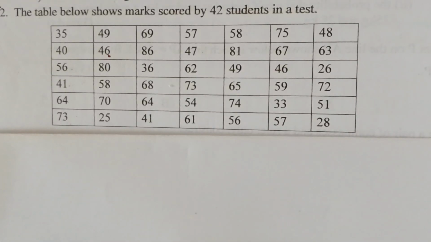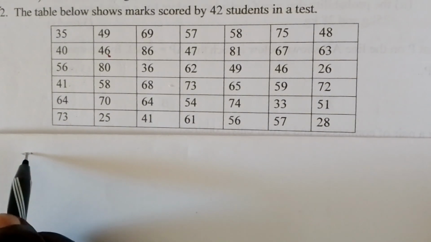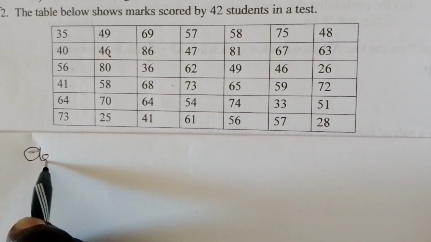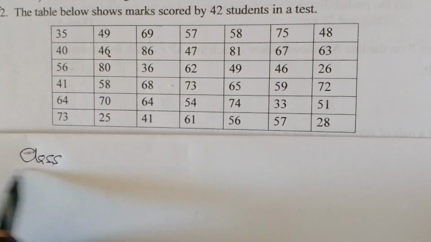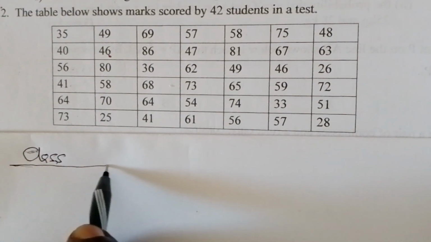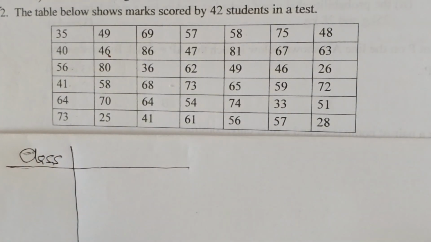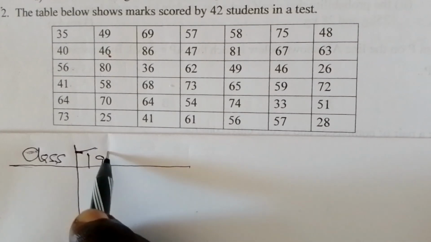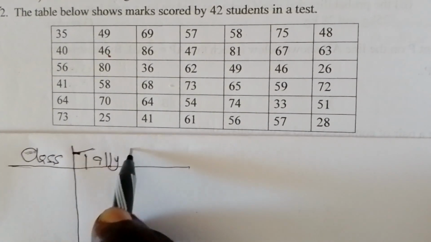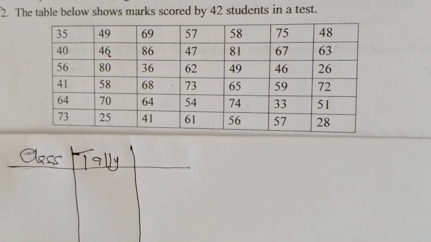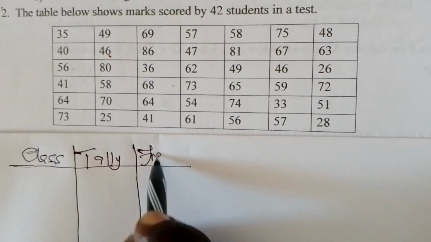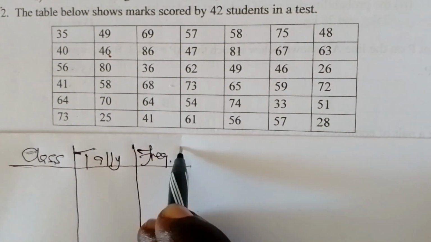To make a frequency distribution table, you'll need a table with 3 columns. The first column, you'll need the class. The second column, you'll need the tally column. And then the third column, you'll need the frequency column, like that.